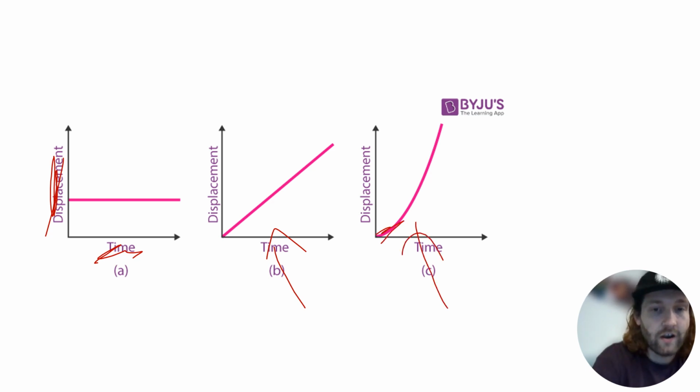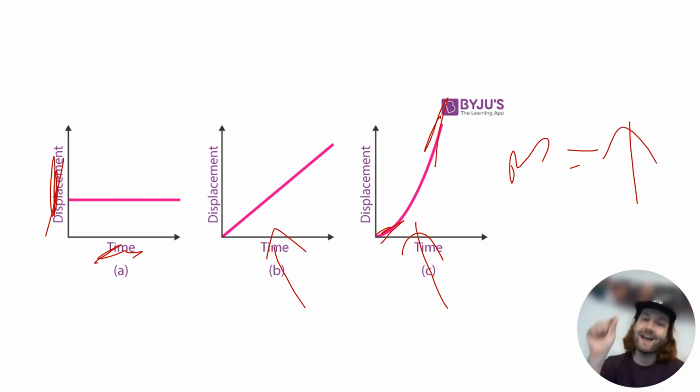This one here starts off with low gradient, increasing gradient. So this graph has an increasing gradient. Now let's look at the context of the gradient. The gradient is velocity. So an increasing gradient is increasing velocity, acceleration. Boom. So I've got an increasing positive gradient. The gradient means velocity. That means I've got an increasing positive velocity. That means positively accelerating.